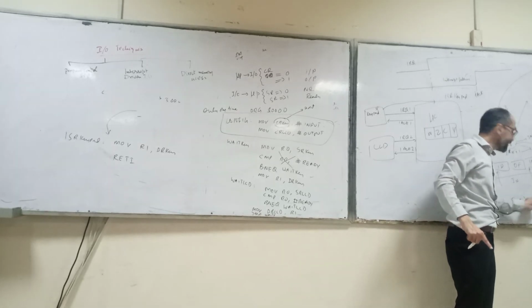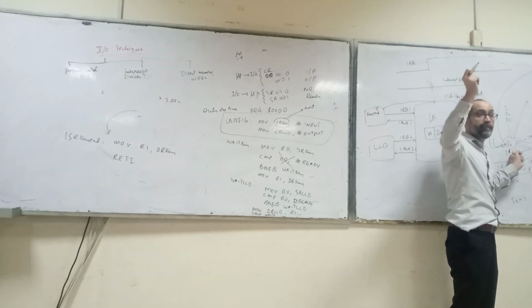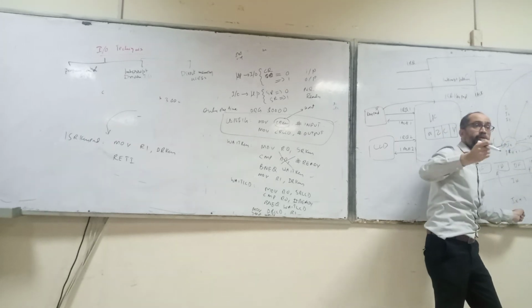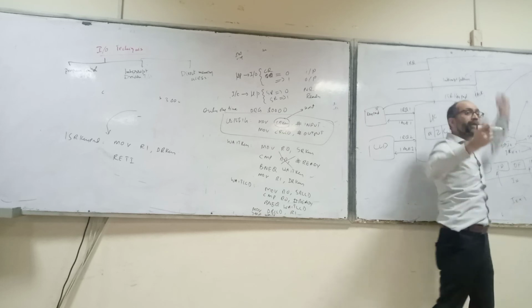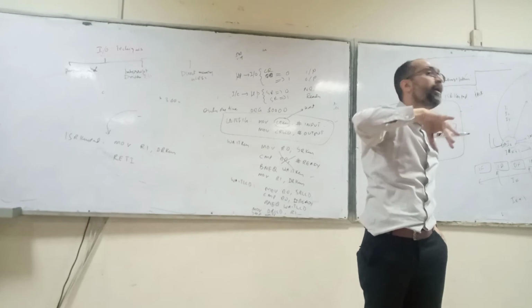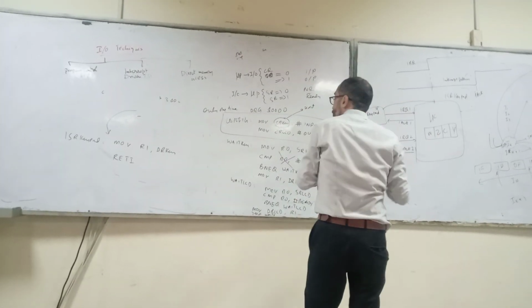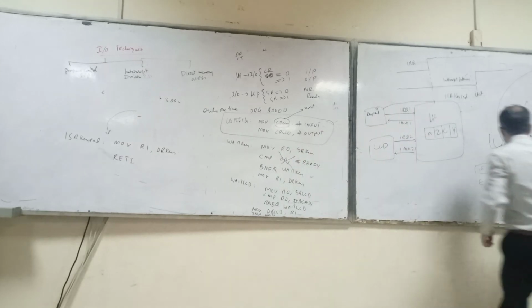If it is a jump instruction, it will jump to IK plus J. If it is a following instruction, it will jump here. There can be a forward jump or a backward jump, depending upon whether the jump address is at the upper level or at the lower level. Okay. Now then it will execute.